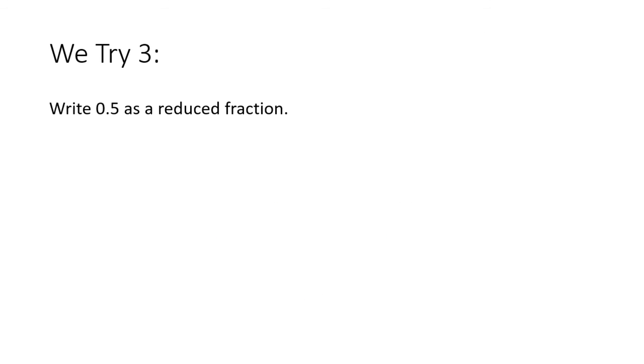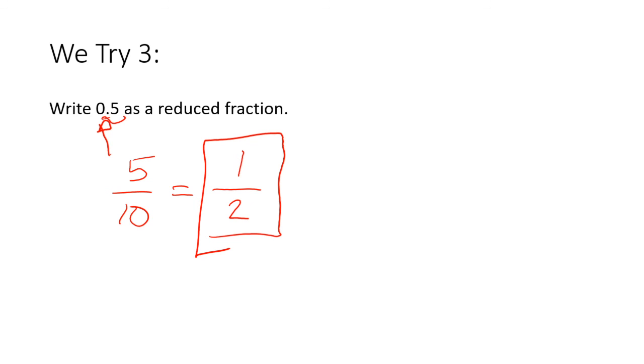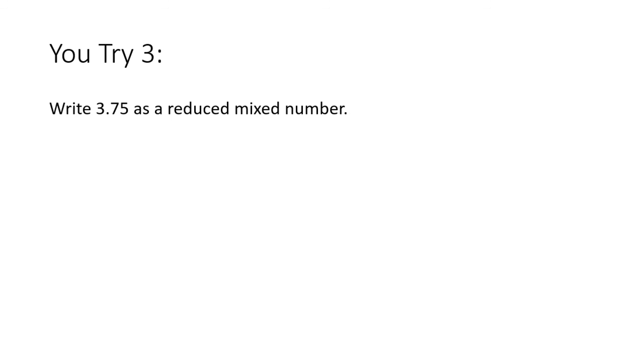Let's try one more. Let's do this one together. Let's write 0.5 as a reduced fraction. So another way of saying this is that I have 5 tenths. Since I have one decimal place, one place after the decimal, that means I'm over 10. So I write it as a fraction over 10, and now I just need to reduce. I can divide the top by 5 and the bottom by 5. 5 divided by 5 is 1. 10 divided by 5 is 2. That should give me 1/2. Go ahead and try this one on your own. Pause the video and I'll see you in a second.